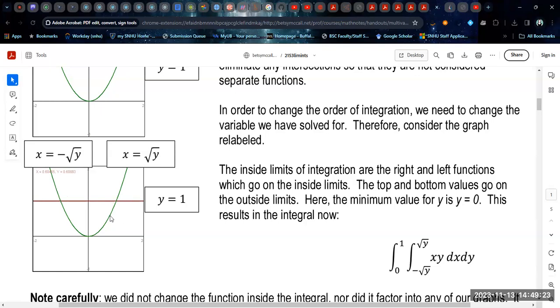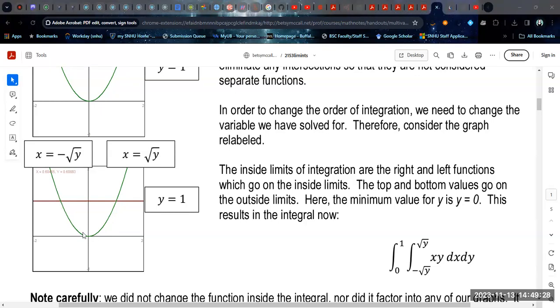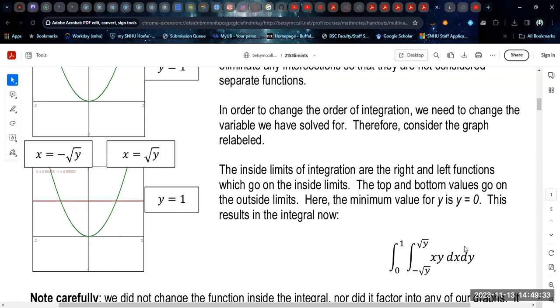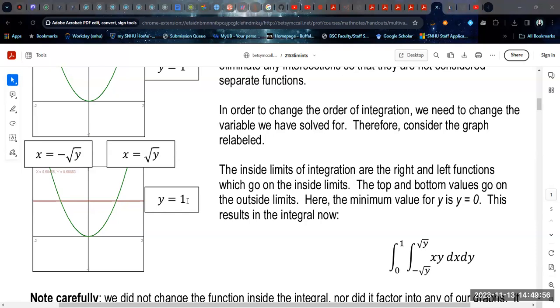Now, when we are doing x first, we have the left side as the bottom limit and the right side as the top limit. So the square root of y is our top limit in integrating in the x direction, and negative square root of y is the bottom limit because that's the leftmost edge of our graph. And then for the dy, we're going to look, what is the range in y? Well, the bottom of our square roots is at y equals 0, and then the other boundary is this function y equals 1. So that's our 0 and 1 here.